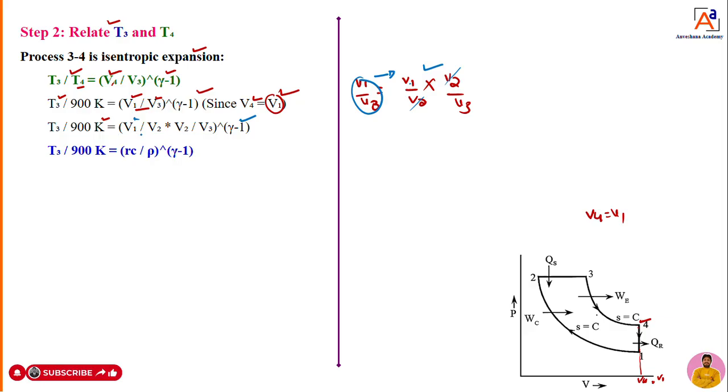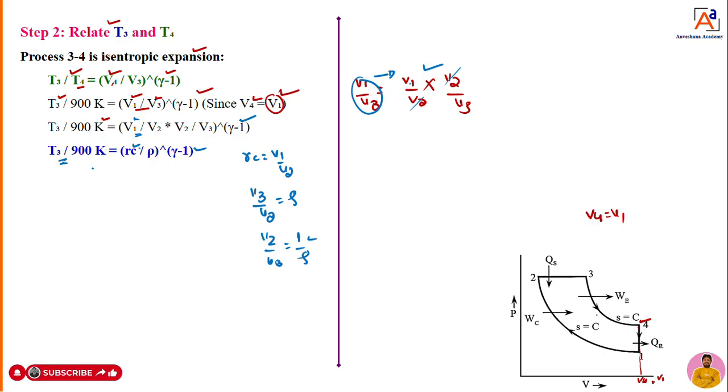gamma minus 1. What is V1 by V2? That also we know already: rc is equal to V1 by V2. Then next, V2 by V3. We know already that V3 by V2 is equal to the cutoff ratio rho. So if it is V2 by V3, then it becomes 1 by rho. So I am substituting the same here: V1 by V2 is rc, and V2 by V3 is 1 divided by rho, to the power of gamma minus 1.